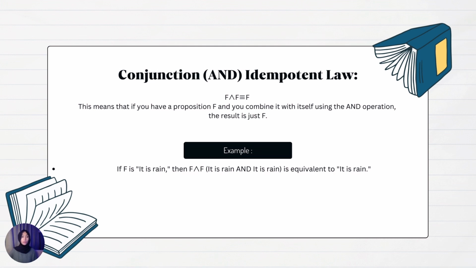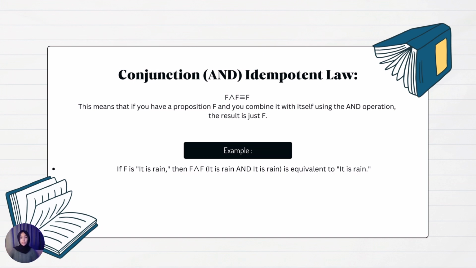So for conjunction, F and F is equivalent to F. This means that if you have a proposition F and you combine it with itself using the AND operation, the result is just F. So for example, if F is it rains, then F and F, it rains and it rains, is equivalent to it rains, right?